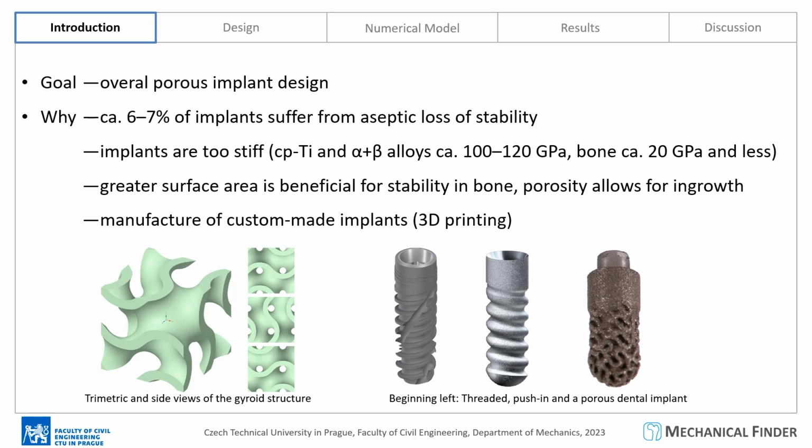On these two pictures you can see the gyroid structure on the left and examples of 3 implants on the right. The one on the left is a common threaded implant, the one in the middle is a push-in implant, and the one on the right is the one I will be dealing with today. It is an implant with a homogeneous shank but a porous outer gyroid structure.